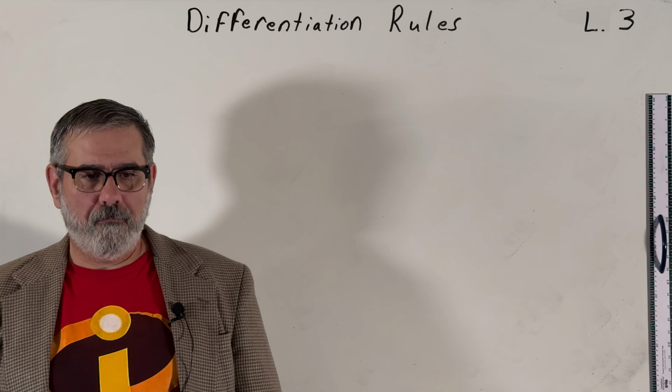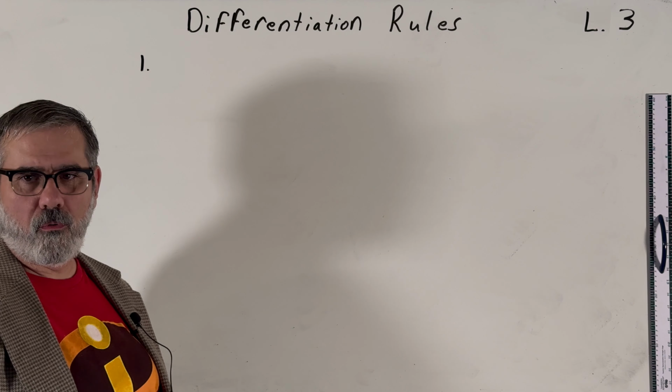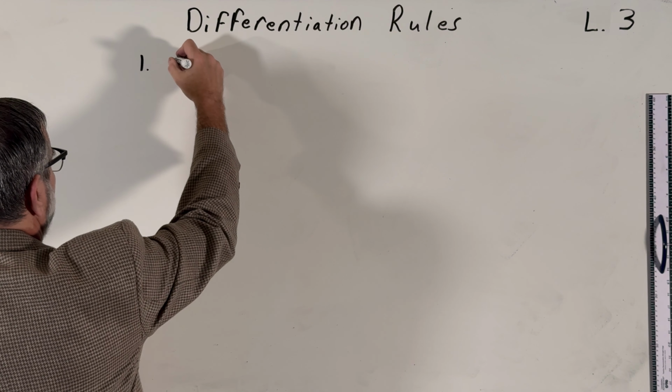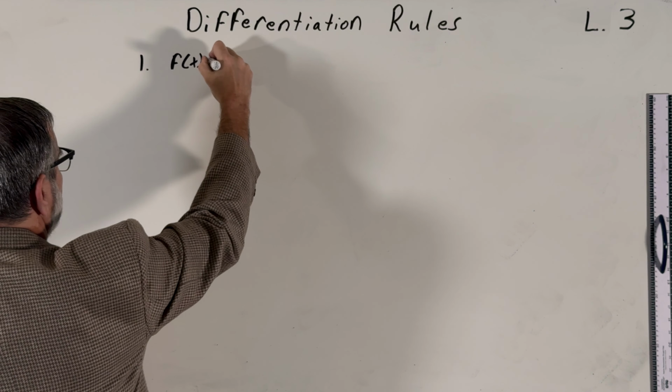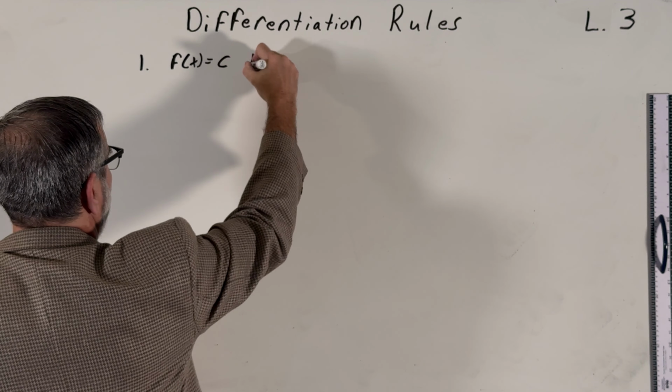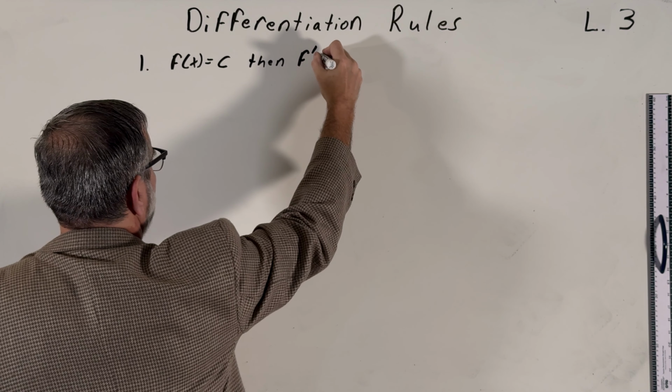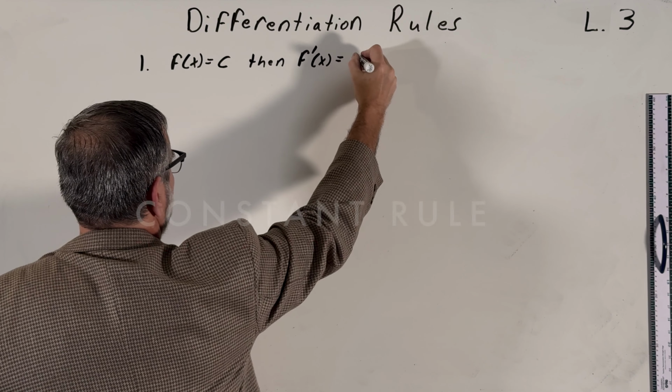Let's start with kind of the easiest rule, which is, what do they call it? Constant derivative rule? I'm not sure. Something to the effect of, if f of x is equal to a constant, let's say c, then f prime of x is equal to 0.